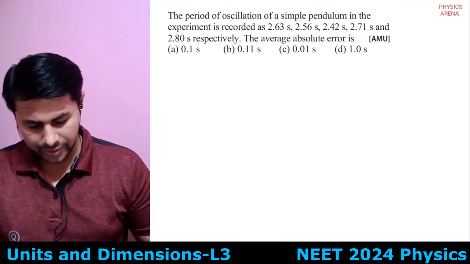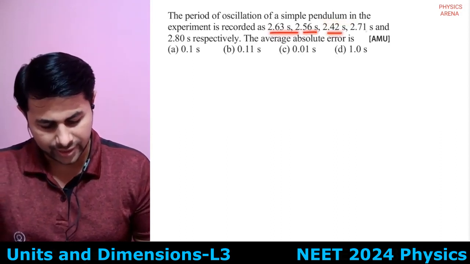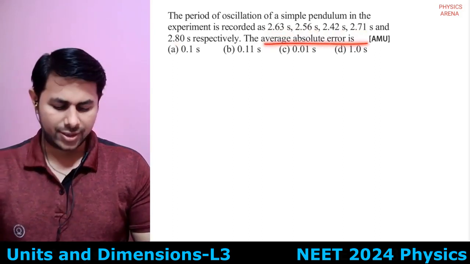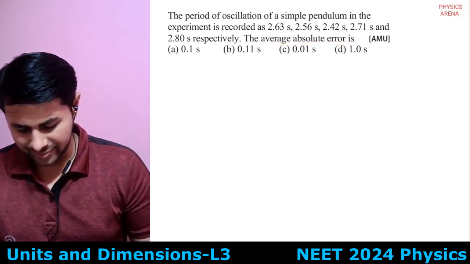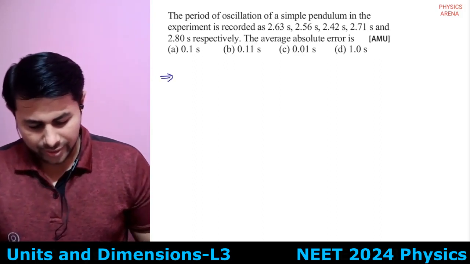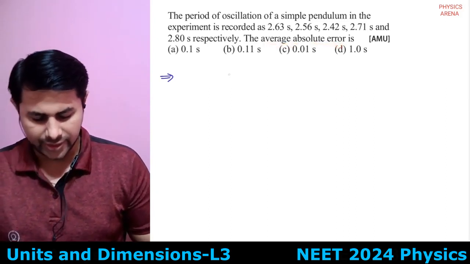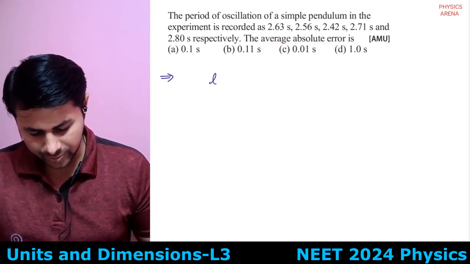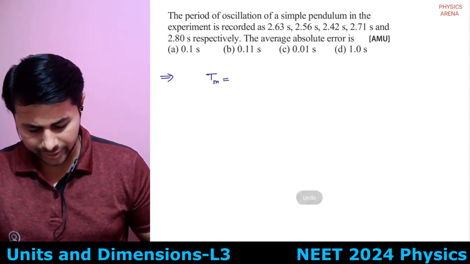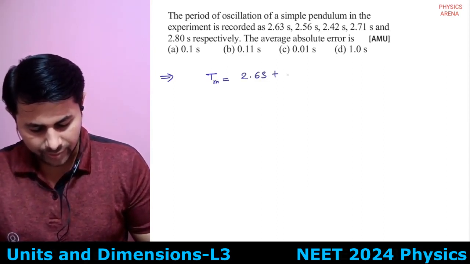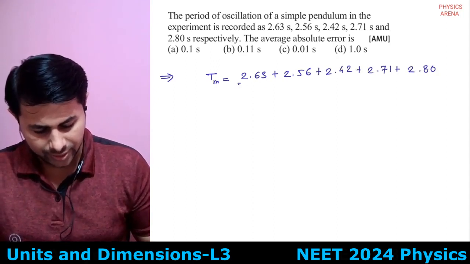Now, next one. The period of oscillation of a simple pendulum in an experiment is recorded as this: first reading, second reading, third reading, fourth and fifth reading. The average absolute error is... okay, so this is just a calculation, and there is a similar problem in our NCERT also. So let's find out, what do we want to find out? Average absolute error. It is very simple. First of all, let's find the mean value. So this is the period of the simple pendulum. Let's take T1, T2, T3, T4 and T5. So T mean will be equal to the mean of these readings: 2.63 plus 2.56 plus 2.42 plus 2.71 plus 2.80, divided by 5.